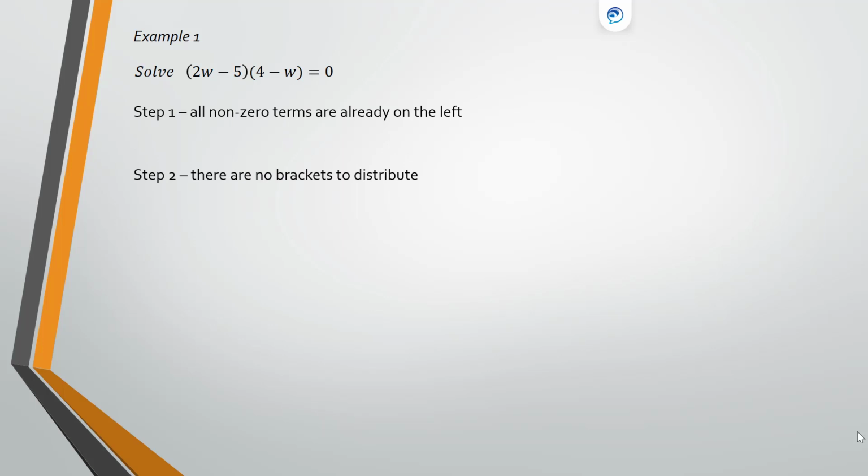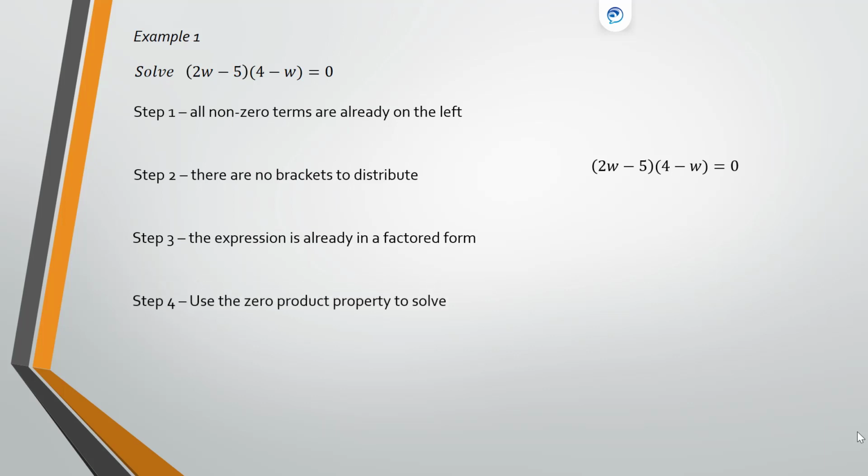No, there are no brackets to distribute. So let's go on to step 3. Step 3, the expression is already in a factored form, so we don't need to factor it. So we can move straight on to step 4 and use the zero product property to solve this equation. The zero product property states that 2w minus 5 is equal to 0 or 4 minus w equals 0.